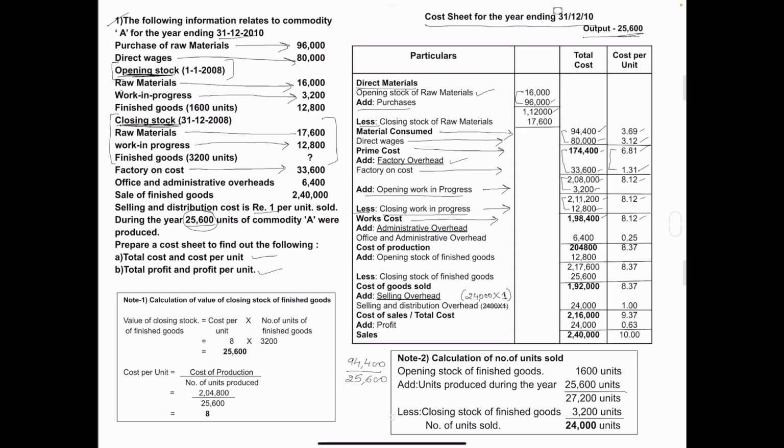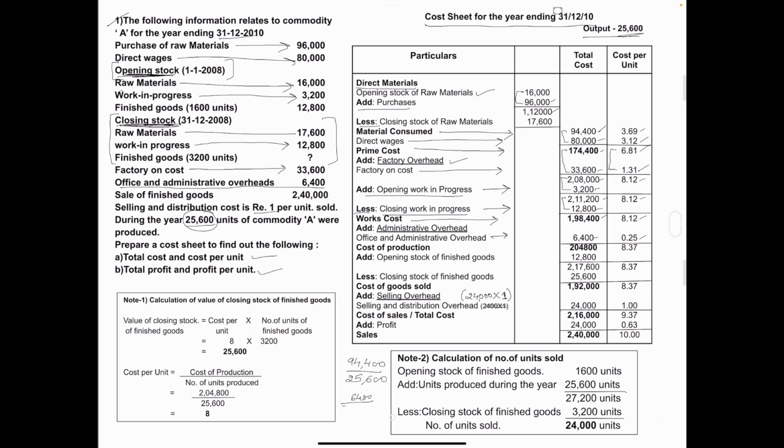So we'll see in the problem, office and administrative overhead is 6,400. So write here office and administrative overhead amount is 6,400. Per unit column we have to calculate, no? So 6,400 divided by 25,600, and the amount is 0.25.